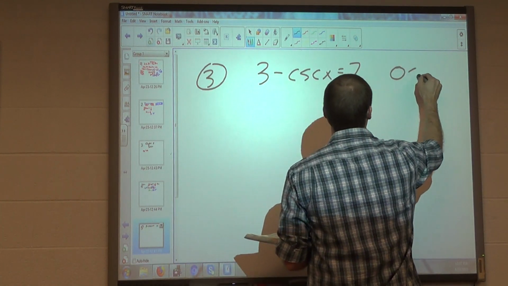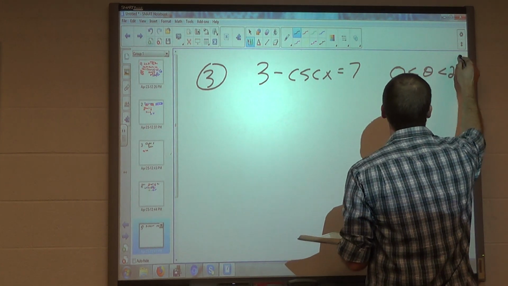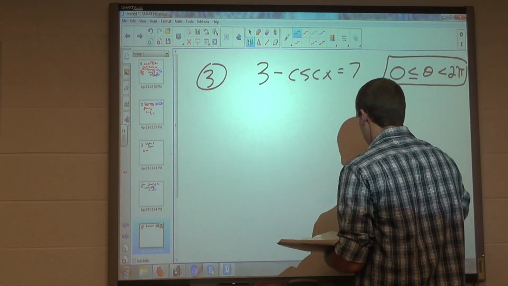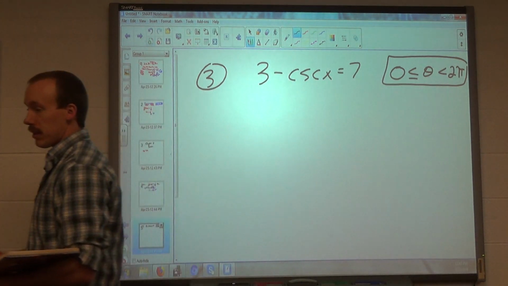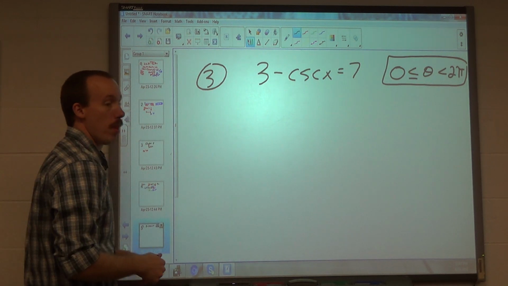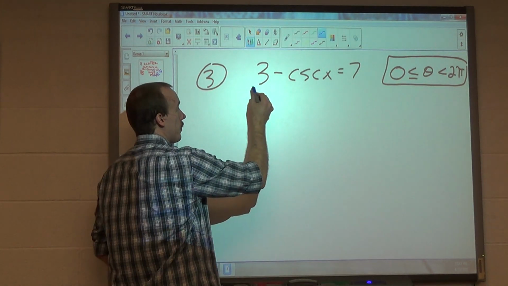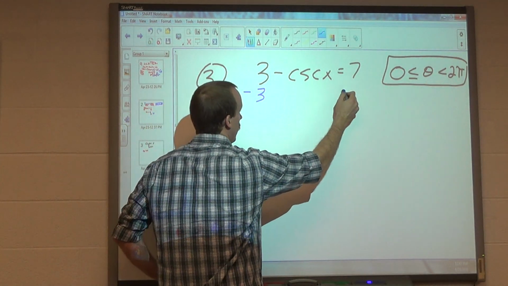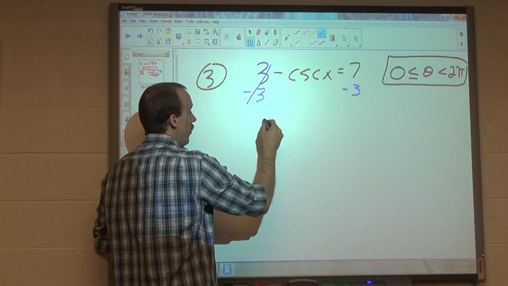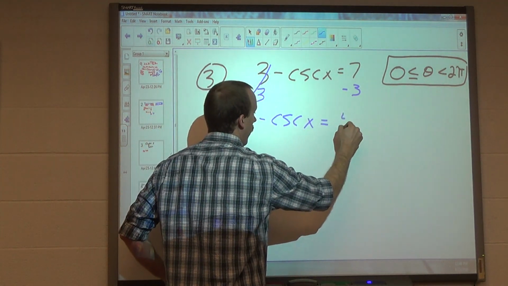Except on this one it says 0 is less than or equal to theta, which is less than 2 pi. What does this part tell me here? Radians. That's all that tells me, that it's in radians. I do the same solving. What's my first step? Subtract the 3 over. 3 is the farthest away, yep, so subtract the 3. What you do to one side, you do to the other. If you don't use something in algebra, we bring it down.